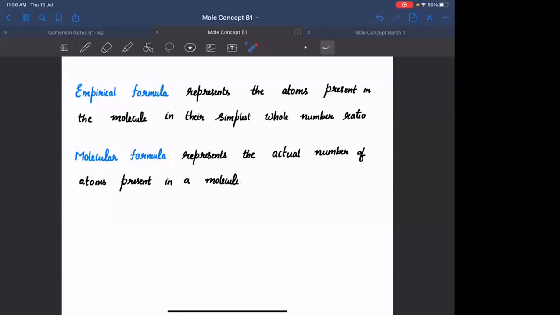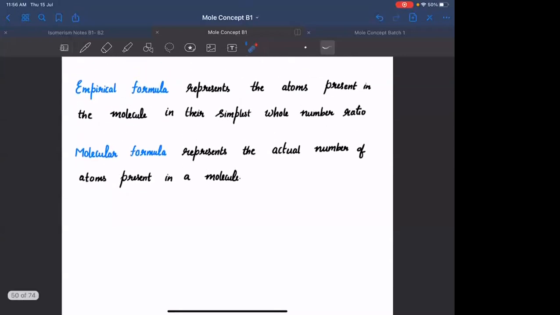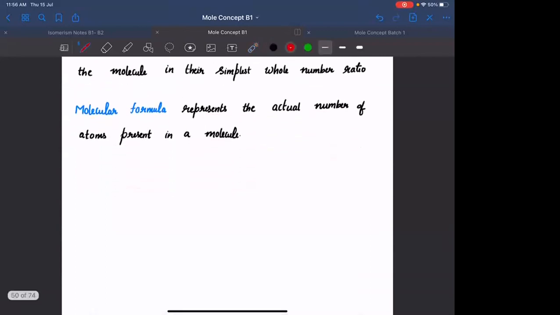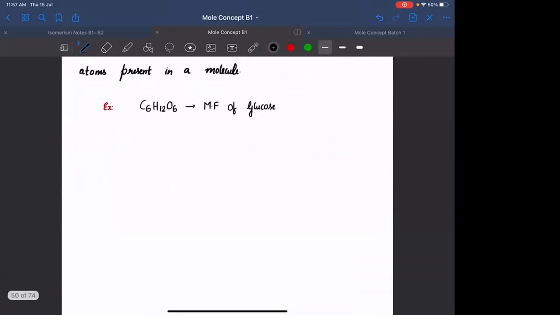Suppose here I will take an example. Molecular formula means it represents the actual number of atoms present in a molecule. Suppose you take the example of glucose, C6H12O6. This is the molecular formula, MF indicates molecular formula. This is the molecular formula of glucose. If I take the simplest whole number ratio of elements, what will I get? I will get C1, H2, O1. This becomes the empirical formula.